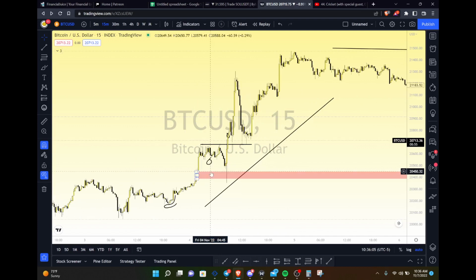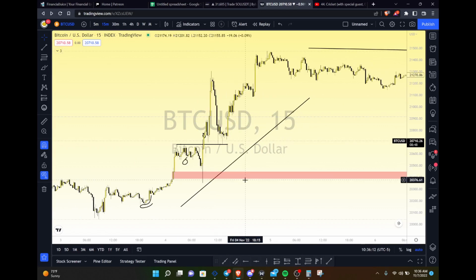So once you recognize what kind of market you're in, then you can start dwindling down which fair value gaps are actually relevant to you.